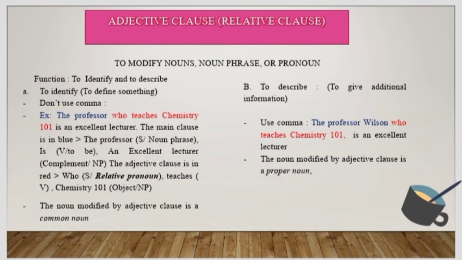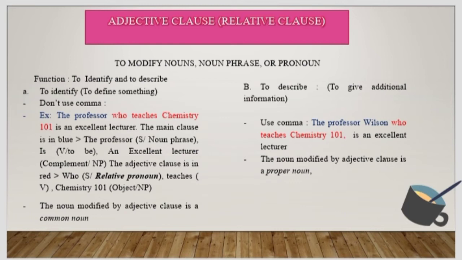Adjective clause or relative clause modifies a noun, noun phrase, or pronoun. Its function is to identify and to describe. The first one, I will explain, is to identify or to define something. The main characteristic is that it doesn't use a comma. For example, the professor who teaches chemistry 101 is an excellent lecturer.